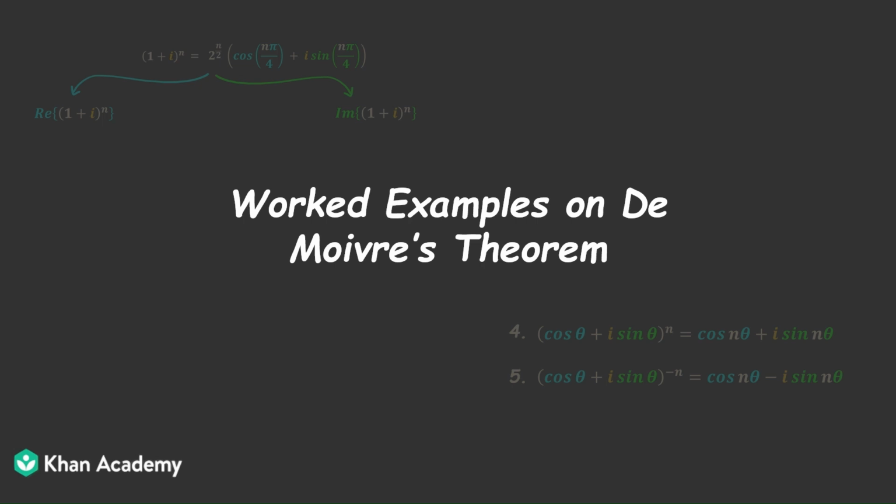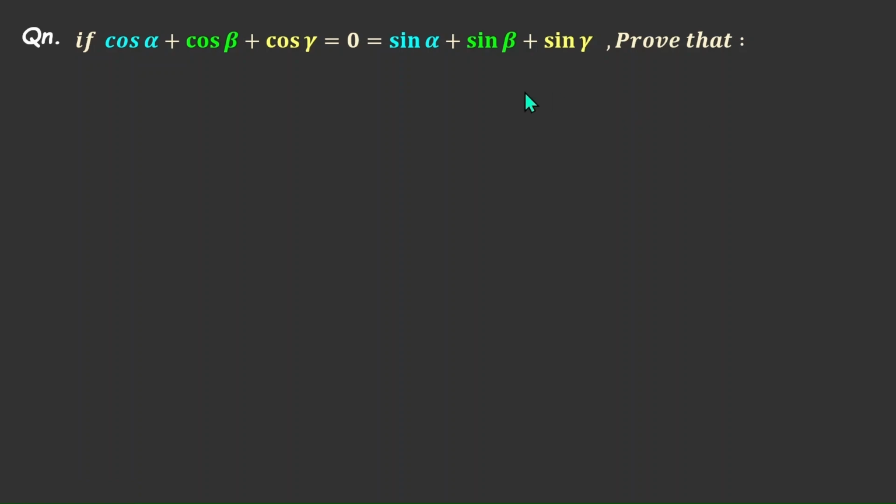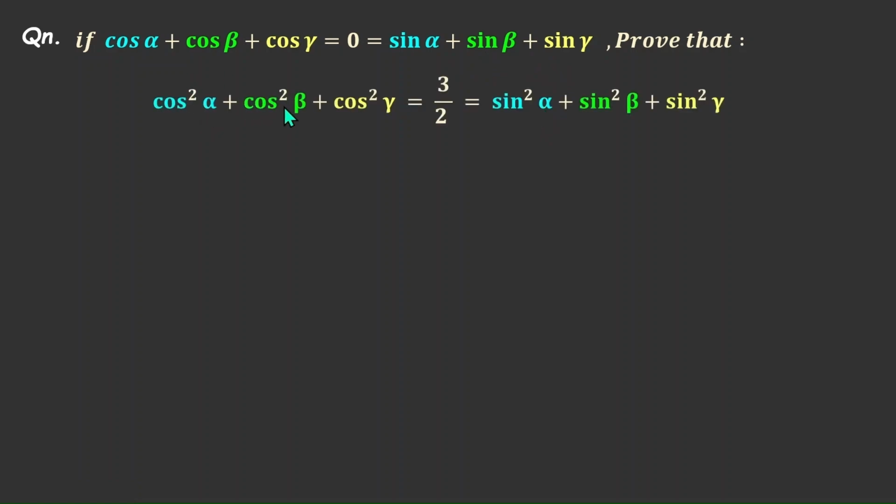Hi everyone, today we'll see some examples based on De Moivre's theorem. If cos alpha plus cos beta plus cos gamma is equal to 0, and that is also equal to sin alpha plus sin beta plus sin gamma, we have to prove that cos square alpha plus cos square beta plus cos square gamma is equal to 3 by 2, and that is also equal to sin square alpha plus sin square beta plus sin square gamma.